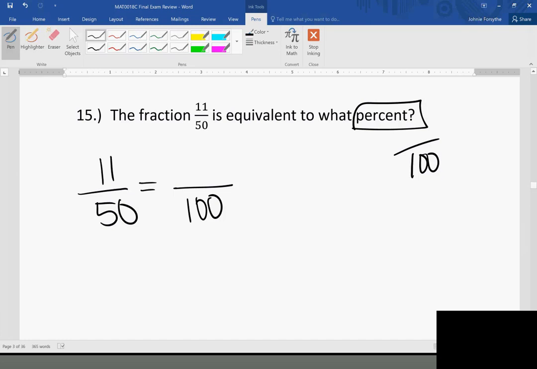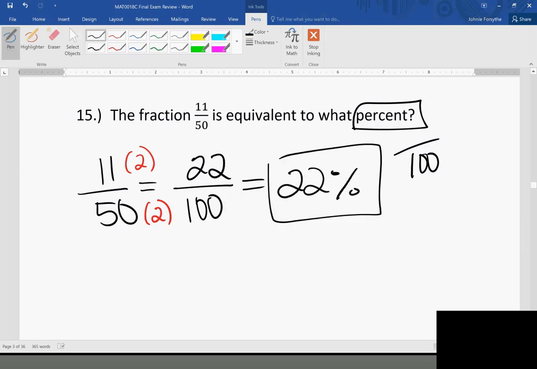So what do I multiply 50 by to get to 100? I multiply it by 2. So 50 times 2 equals 100. So I'm going to multiply the top by 2. 11 times 2 equals 22. So therefore, 11 over 50 is equal to 22%.